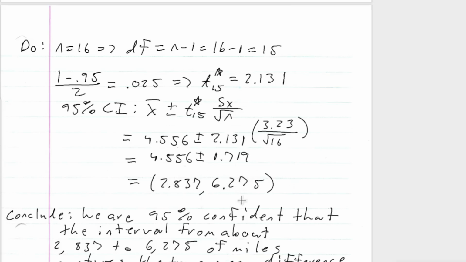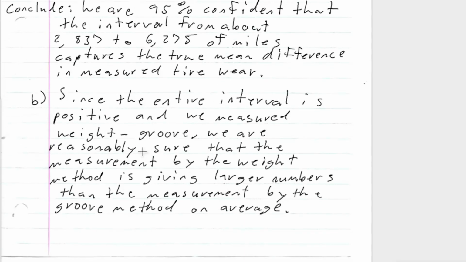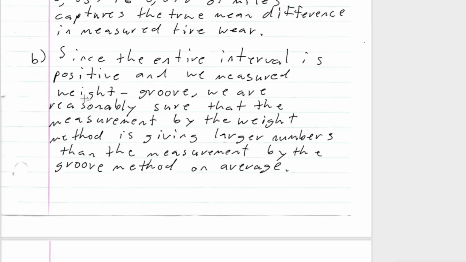So since this interval is completely positive, we can clearly see that the method for the weight gave bigger numbers than the method for the groove, right? So I just wrote that here. Since the entire interval is positive and we measured weight minus groove, we are reasonably sure that the measurement by the weight method is giving larger numbers than the measurement by the groove method on average.